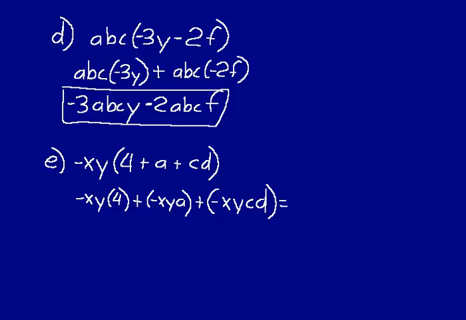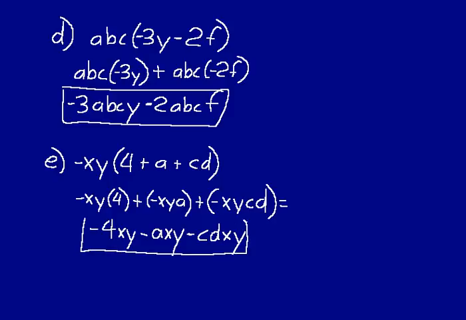Okay, now let's go ahead and just rearrange some things here to organize it a little better, and we'd have minus 4xy minus AXY. I just like to put the letters in alphabetical order. You don't have to do it that way, but I just like to do it just to keep things a little more organized. And then minus CDXY. So that's the expanded form of that expression. It has 3 terms in it. Remember, terms, those represent or have the value of a particular number. Okay, well that's all for lesson 17.